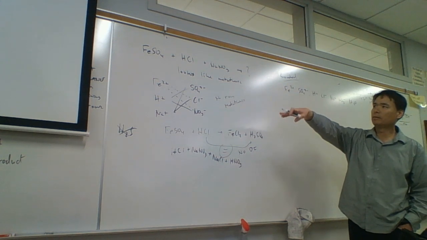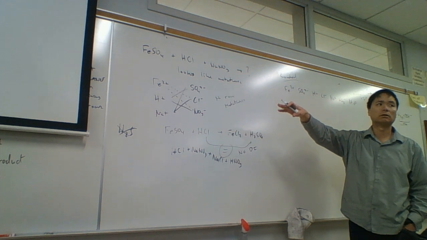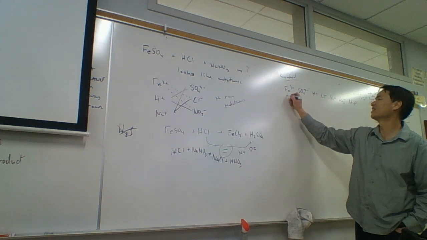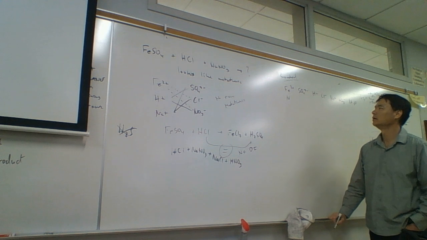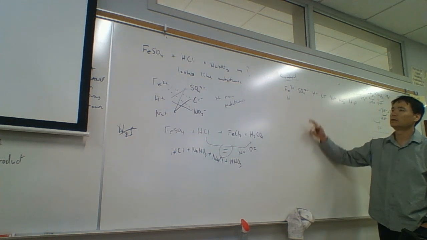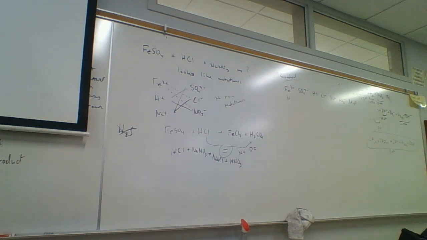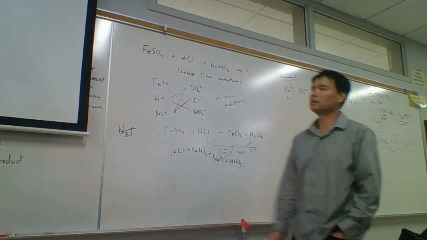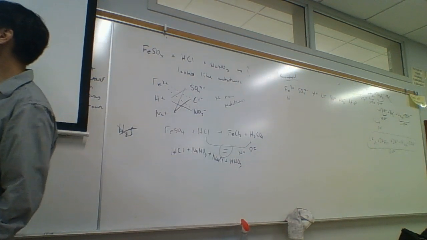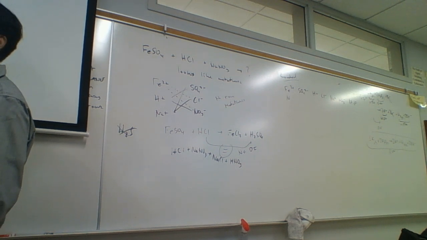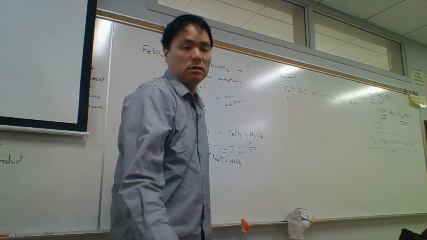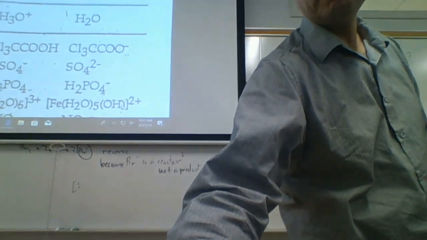Do iron 2 ions appear on the chart? No. And so we're going to put an N. Do sulfate ions appear on the chart? Yeah. Sulfate ions appear here. Is this the base side or the acid side? This is the base side. So sulfate is a base.